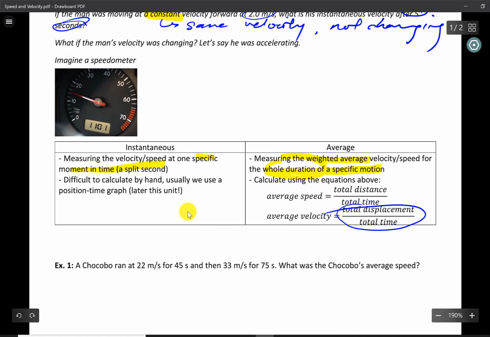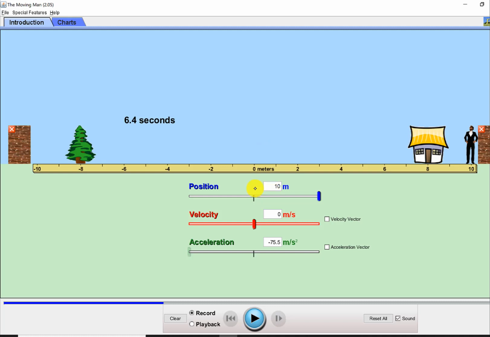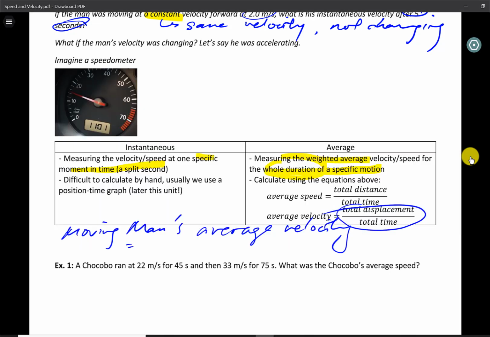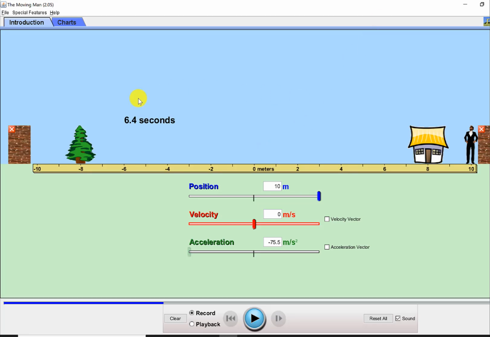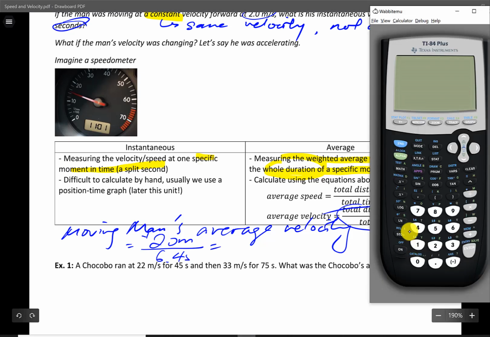So what could we do for that? Okay, so the moving man. His total displacement was 20 meters because he started at negative 10, he went 10 to 0, and another 10 meters all the way to positive 10. A total of 20 meters in the positive direction. For the time he took, we can use the time that the simulation shows here, 6.4 seconds, and we punch that into our calculator. 20 divided by 6.4, and we get 3.125.